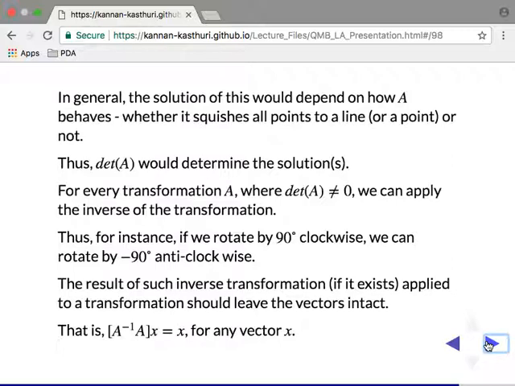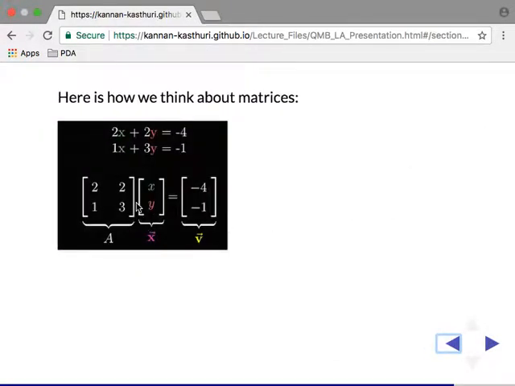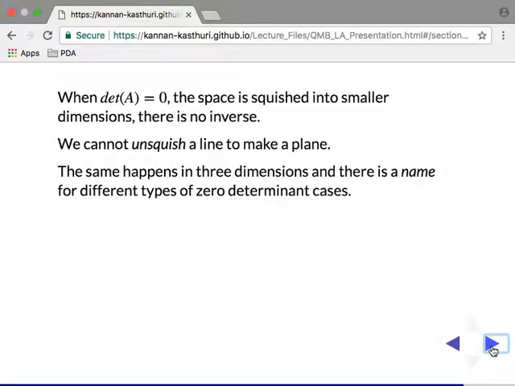So for every transformation, we can apply the inverse of the transformation. If you're rotating clockwise, you can rotate anti-clockwise. If you're doing a shear, you can do a reverse shear. So the result would leave the vectors intact, in the same place. You can use that trick to find the solution of this. You just multiply by A inverse and you find the original vector. So that's an inverse transformation that you can apply.